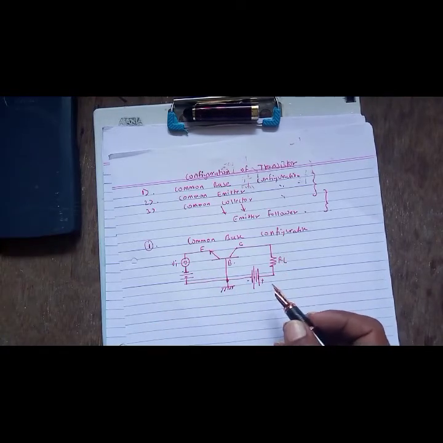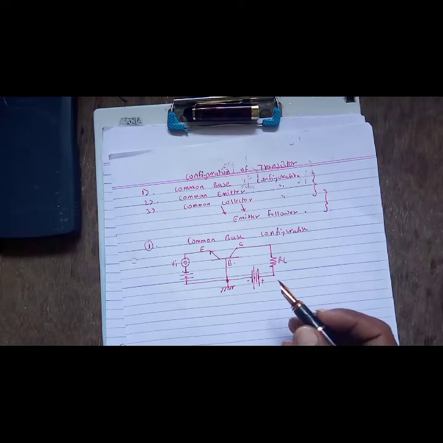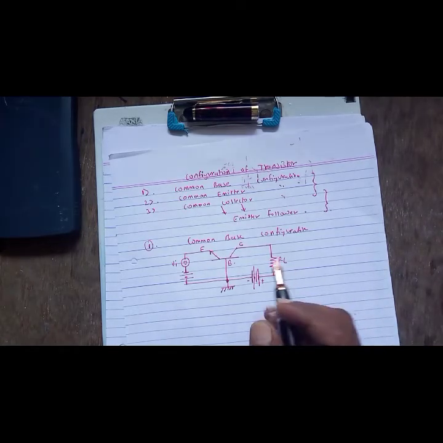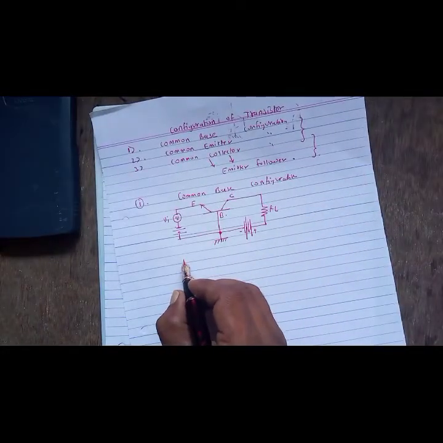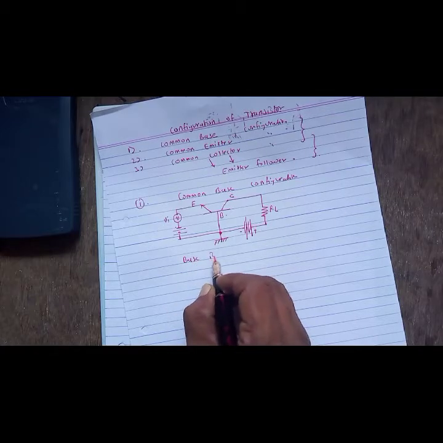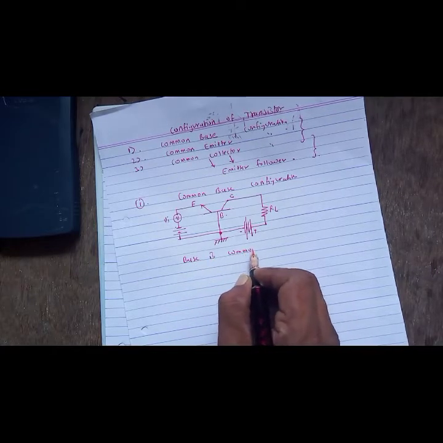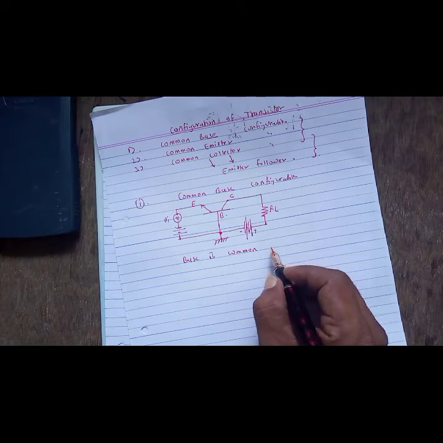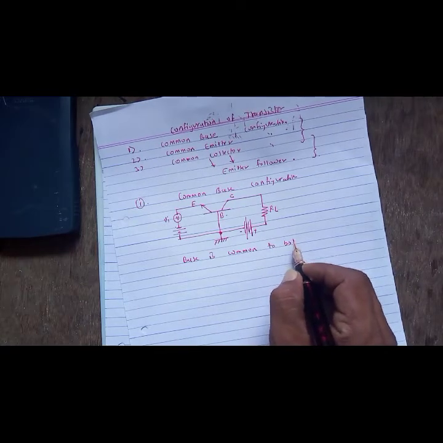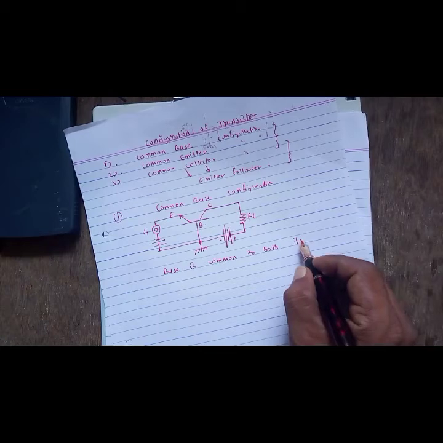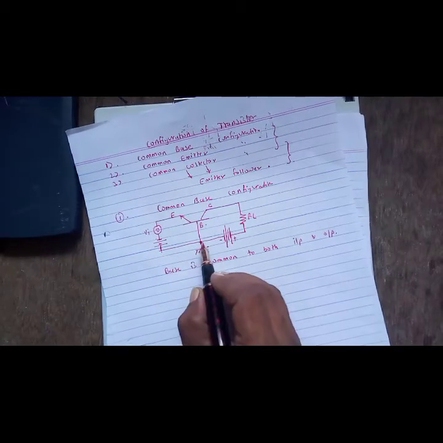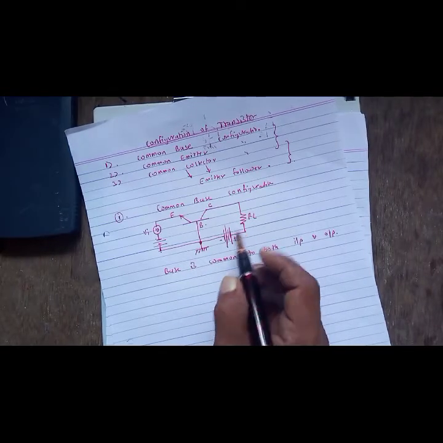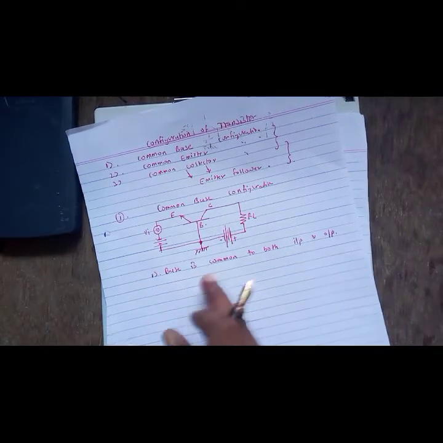Now in this common base configuration, what is the thing you have to keep in your mind? In this configuration the base is common to both the input and the output. This base is common to the input, and this base is common to the output. It is the first point. You have to keep these points in mind.